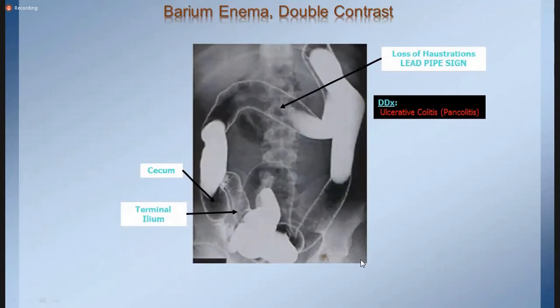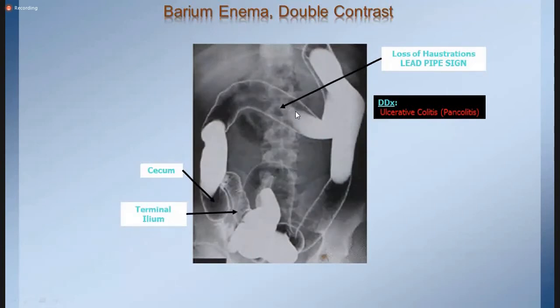Another example of abnormal barium enema, double contrast study. Here you can see this is normal anatomy of the terminal ileum, and this is cecum, this is ascending colon, this is hepatic flexure, this is transverse colon, this is splenic flexure, this is descending colon, and this is sigmoid colon. Here you can see you are not able to appreciate any of the haustra.